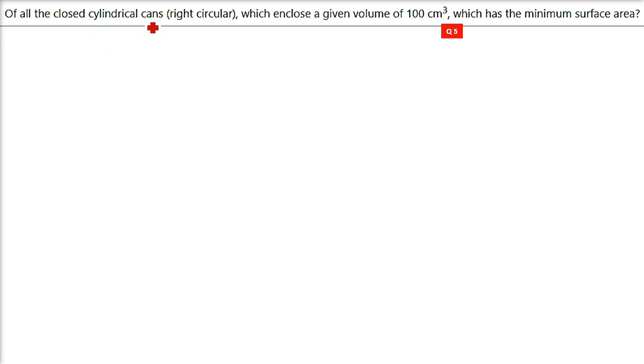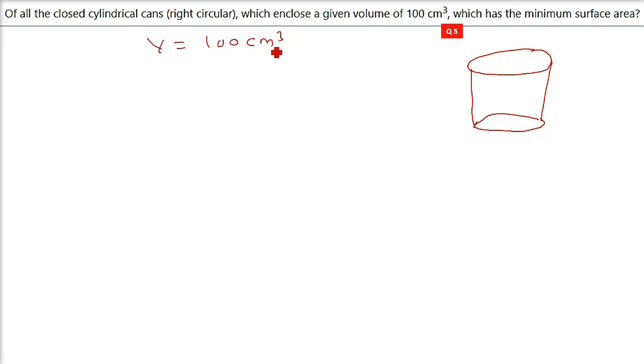Of all the closed cylindrical cans, right circular, which enclose a given volume of 100 centimeter cube, which has the minimum surface area. Now what you see here is, we are talking about a cylinder which is a right circular cylinder. What is the volume of the cylinder, which is already given in the question? 100 centimeter cube. This is the radius, this is the height. If we take any right circular cylinder, now what is the volume? It is pi r square h, pi into radius square into height.